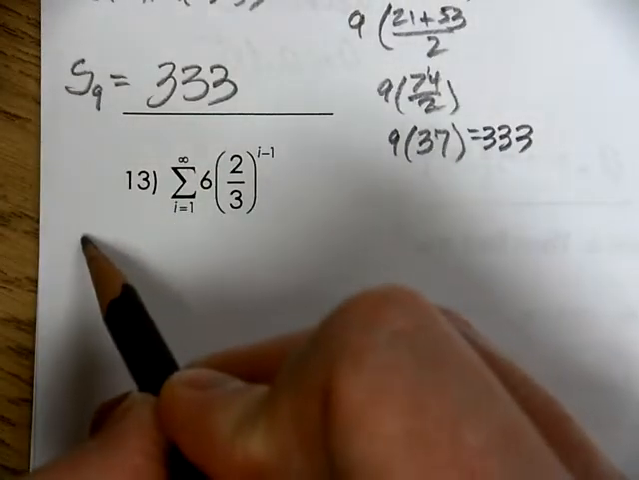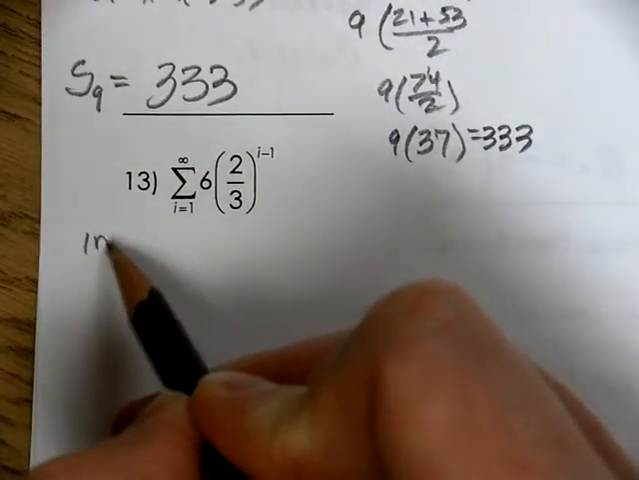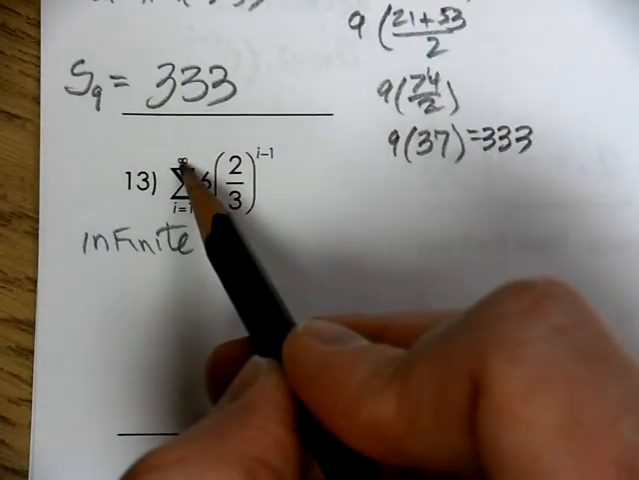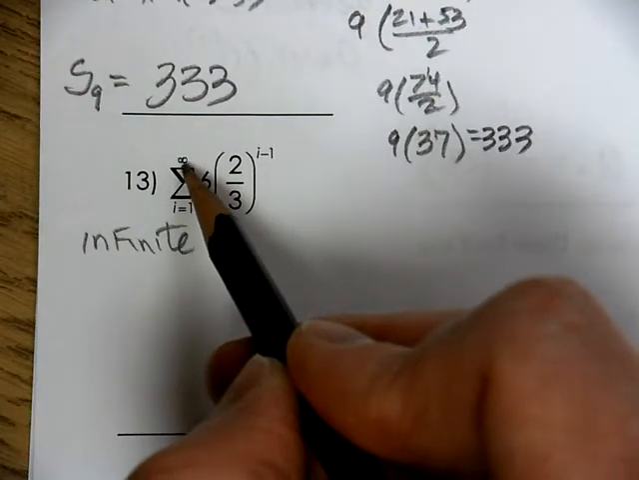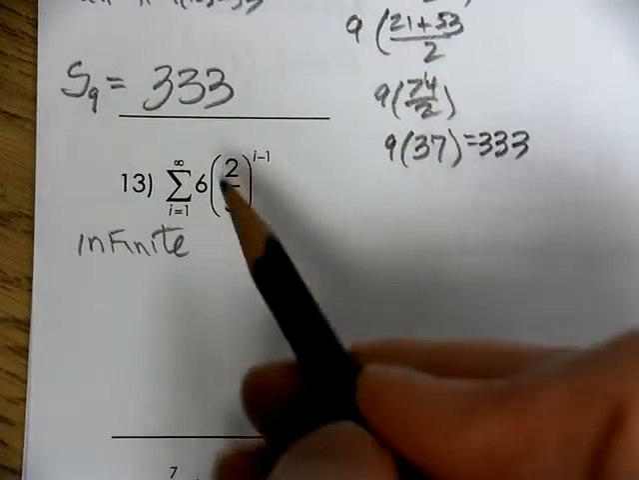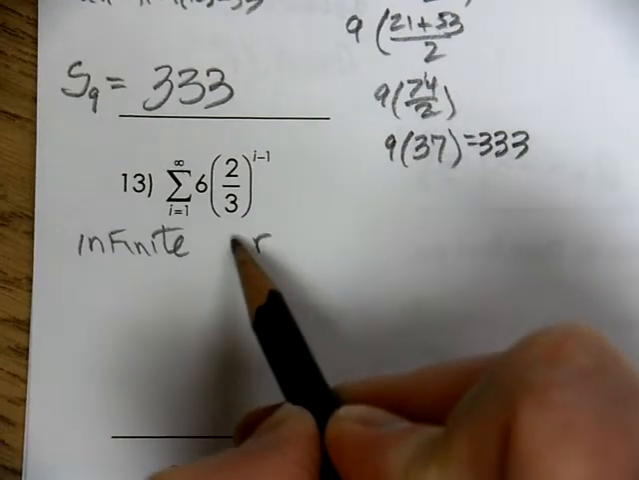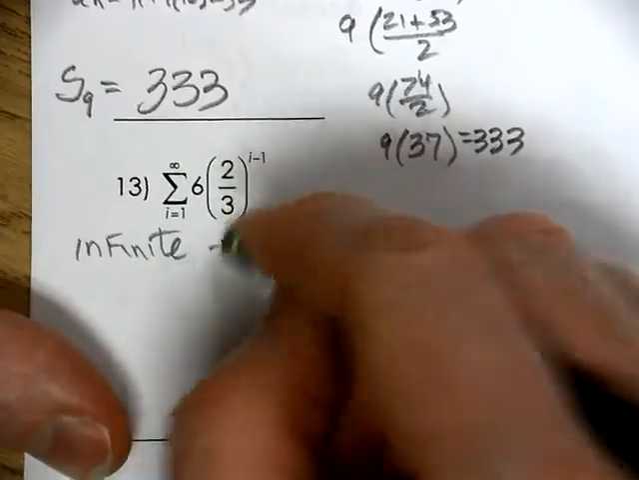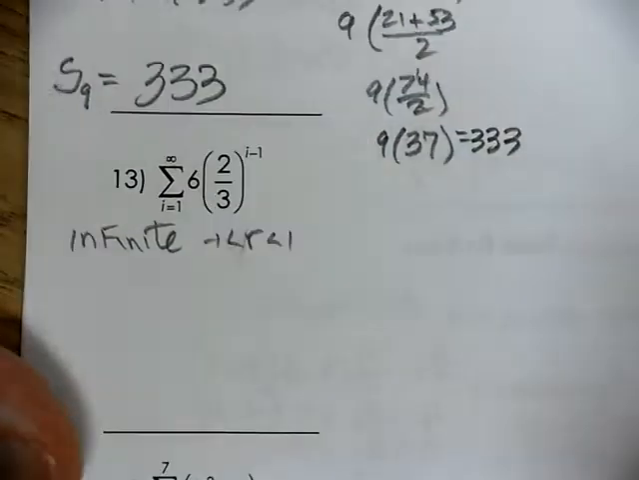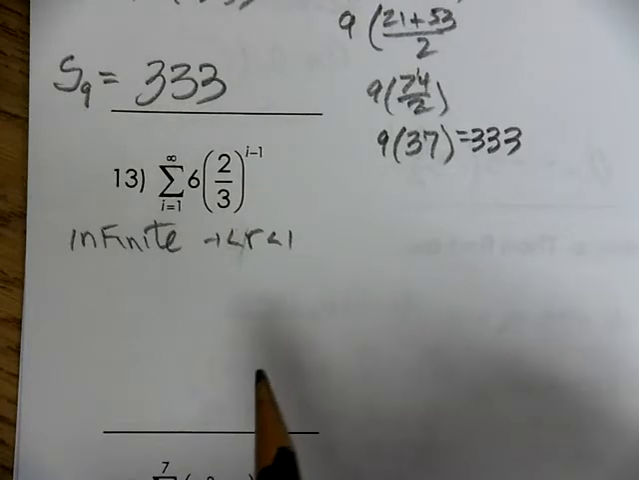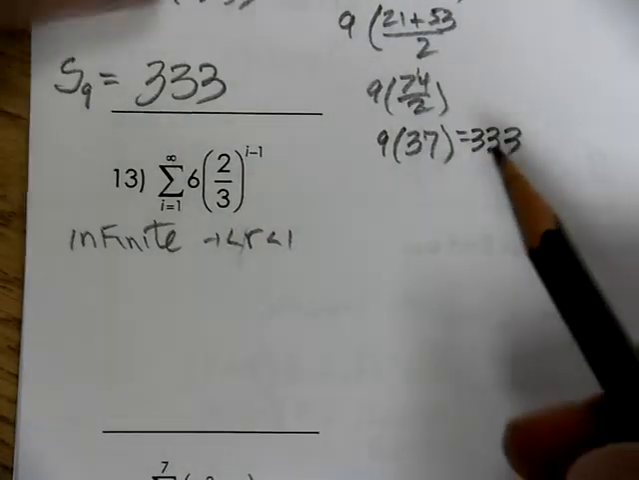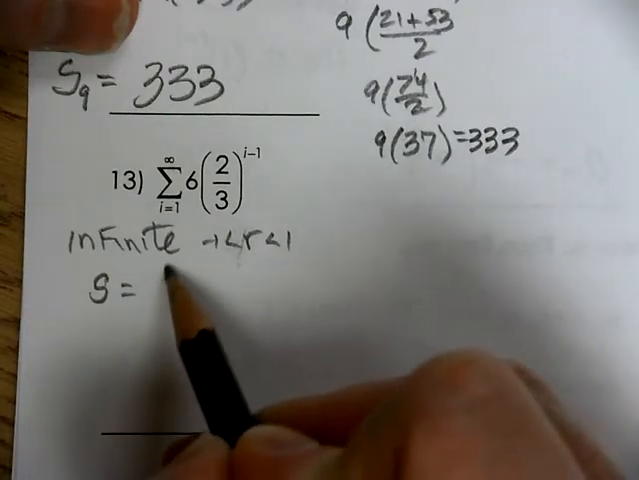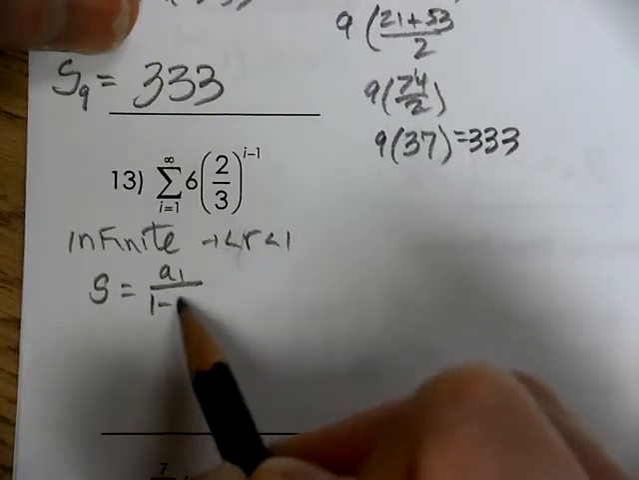Here we have infinity, infinite, because it doesn't have a maximum term. The r value is between -1 and 1. Two-thirds falls in between that. So we're going to use S equals a of 1 over 1 minus r.